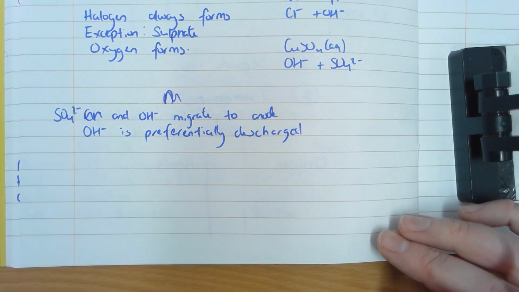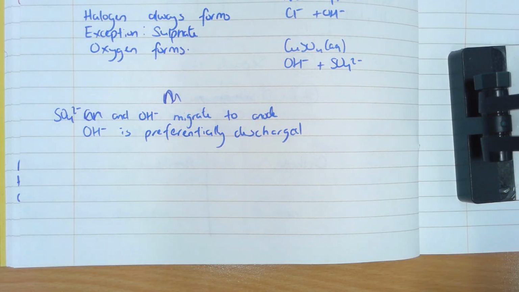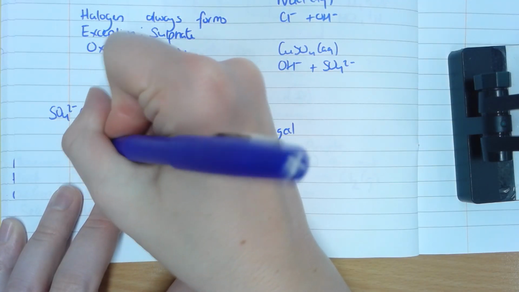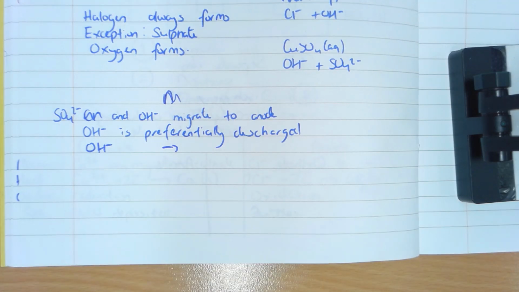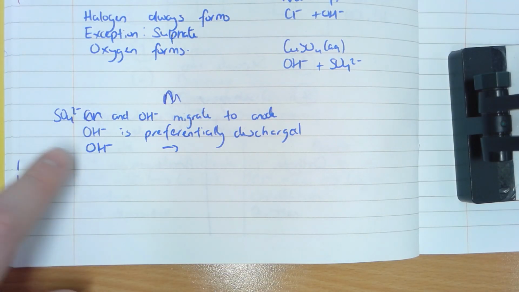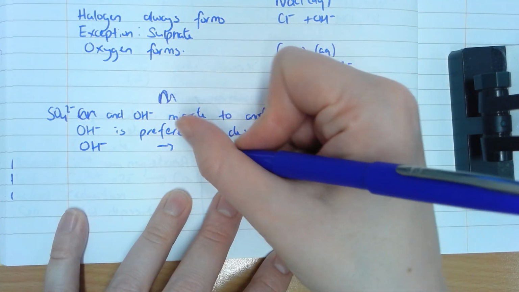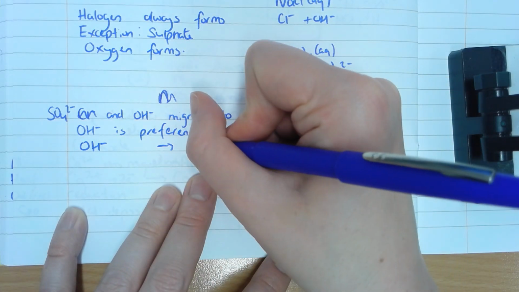OH minus preferentially discharged. The half equation is quite tricky to write, and it did come up last year. Okay, so you're starting off with an OH minus, and I want to discharge it. I want to remove the charge and turn it into neutral products. But here we've got two elements. I've got oxygen and I've got hydrogen. Now we do form oxygen, okay? That's why we see the bubbles and we see the oxygen.